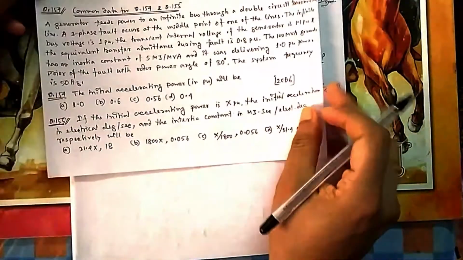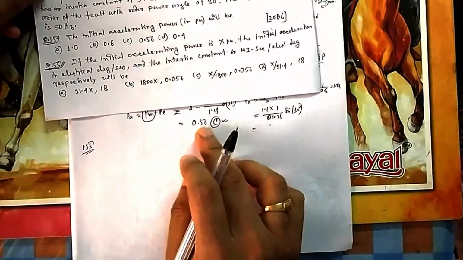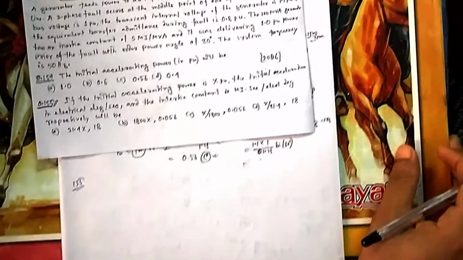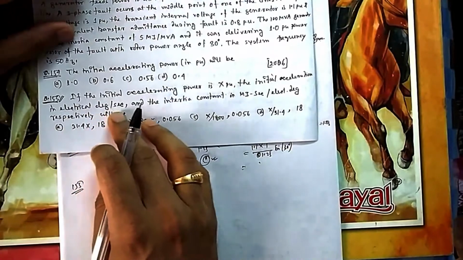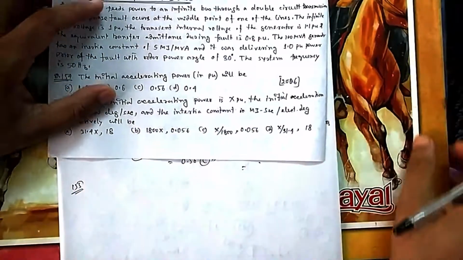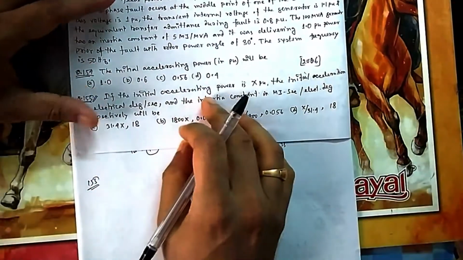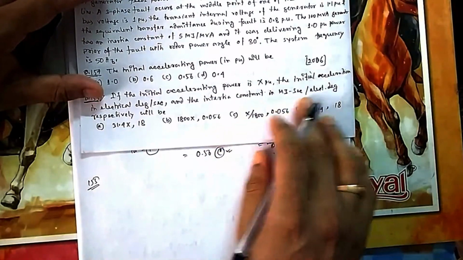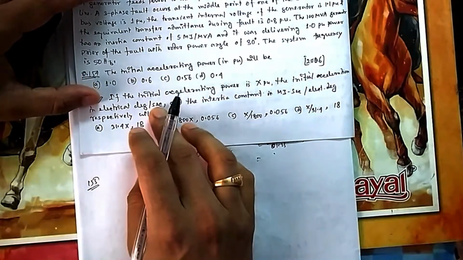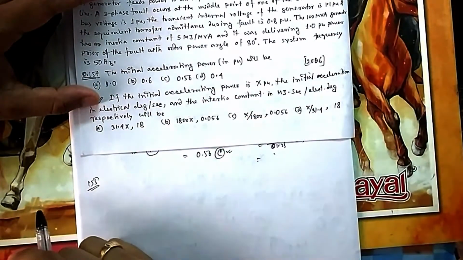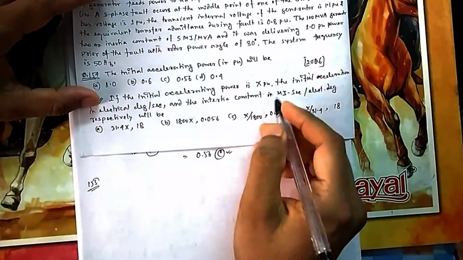And the same question, if the initial accelerating power is x, which we have calculated as 0.56, let me take it as x now because all the options are given in terms of x. The initial acceleration in electrical degree per second and inertia constant, both things are given to you. So let me do one by one.